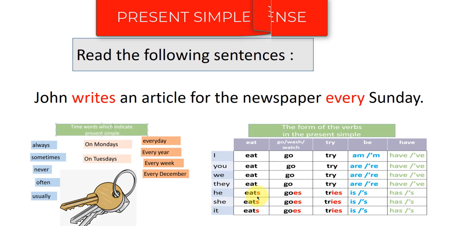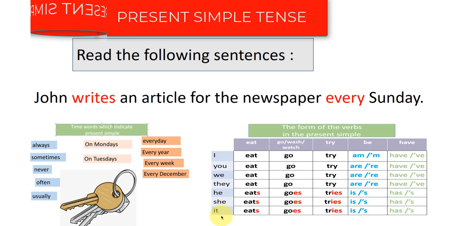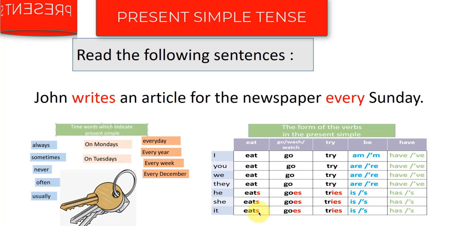With he we add s. He eats fish every week. She eats hamburger, or she sometimes eats hamburger, or she always eats hamburger. Look here, with he and with she, we add s to the verb when it is in the present simple. And also here we have it, for the dog, for the cat, for the camel. So we say it eats. Yes, we say eats. So we add s to the verb when it is in the present simple.